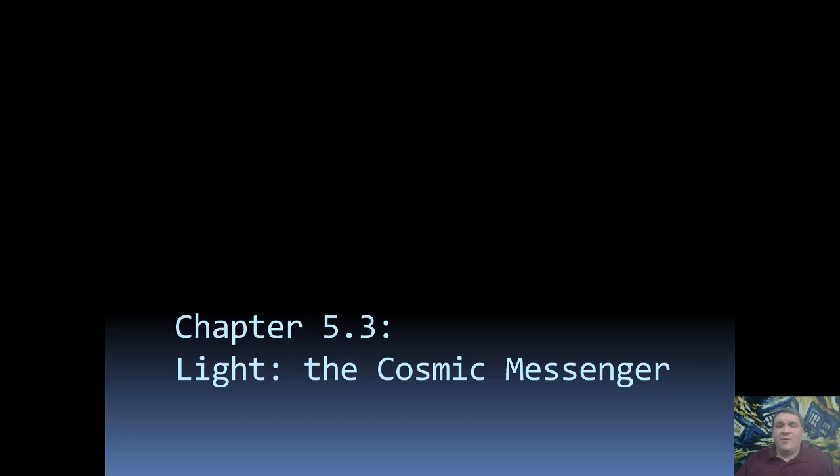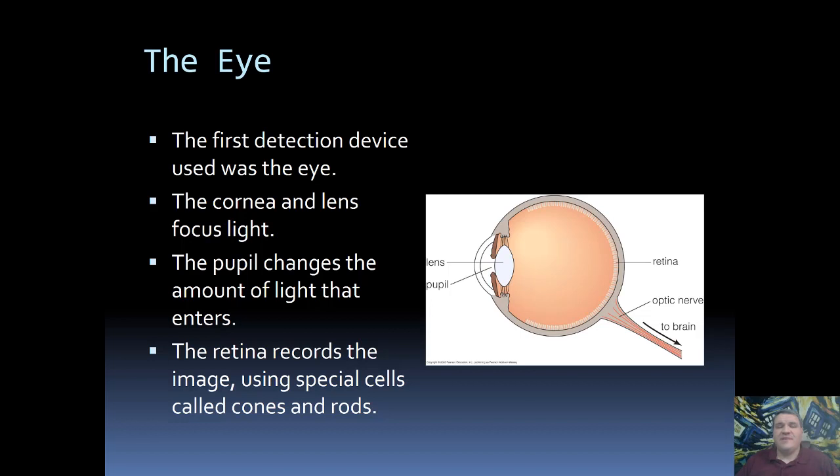So now we understand what we can learn from light. The next step is to gather and record the light. So the first device ever used to record light was the eye, or at least that's the first one that humans ever used. The way that the eye works is the light first passes through the cornea. This is a clear layer at the front of the eye. And the cornea actually begins to focus the light.